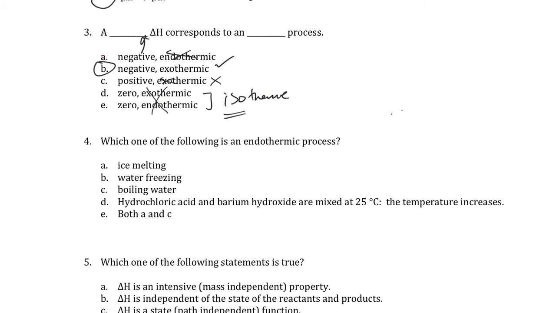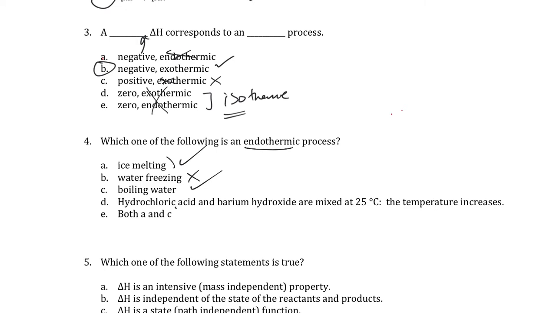Four, which of the following is an endothermic process? So endothermic requires the absorption of energy. So ice melting: ice in the freezer is cold, stays frozen until we warm it up, until we give it heat. So that means it's endothermic. Water freezing is the opposite of ice melting. Water freezing, we have to take heat away from the warmer liquid water. Boiling water is endothermic. Water has to absorb energy in order to boil.